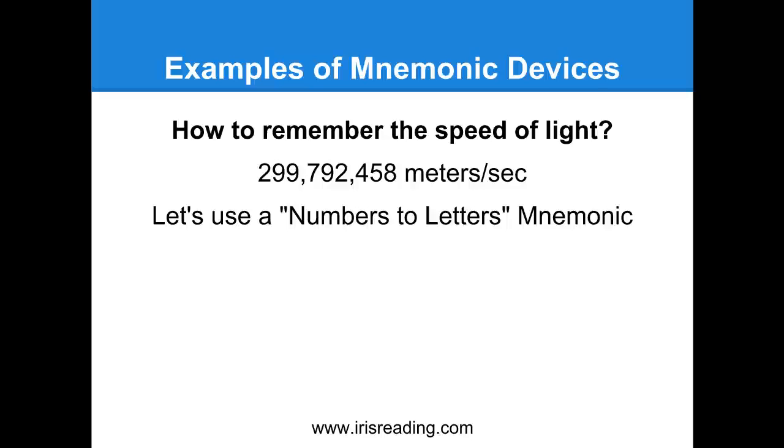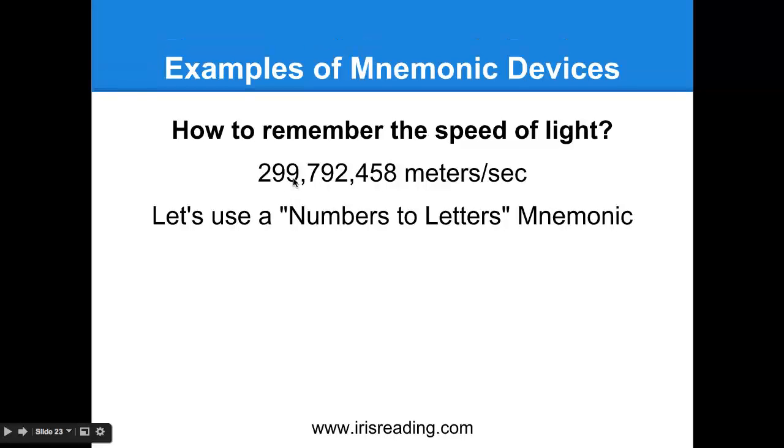Well, what if we have to remember it piece by piece? I'm going to introduce to you a mnemonic device that you can apply to any other kind of number. It's called a numbers to letters mnemonic. What you basically do is you see how there's a 2, a 9, a 7, and so on. You try to take each number and look for a word that is that many letters. So for 2, I'm looking for a word that has 2 letters. And then I'm looking for one with 9 and another word with 9 letters.